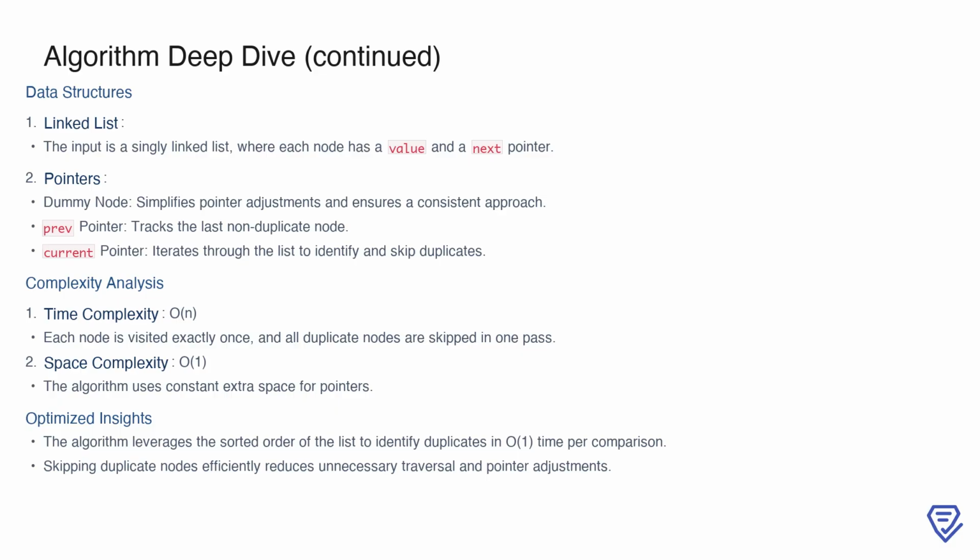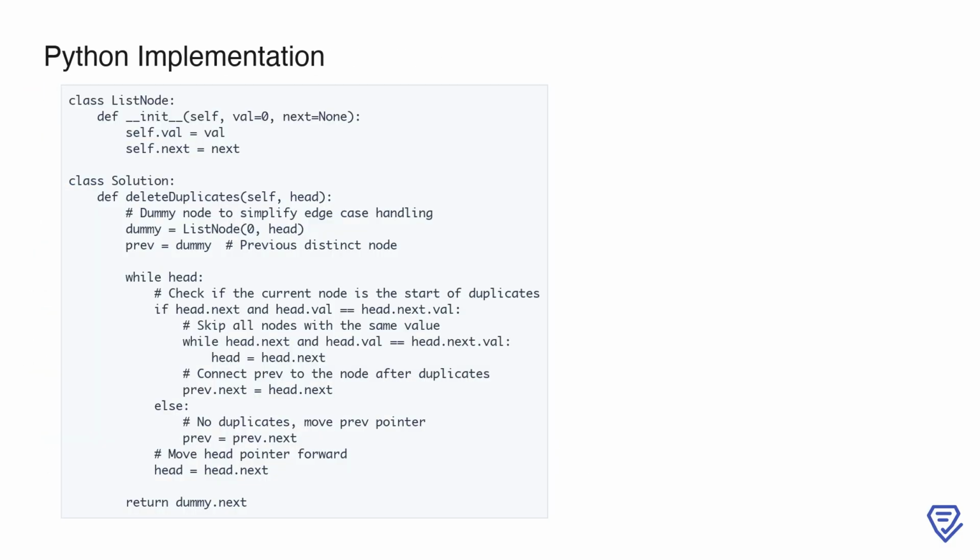The sorted nature of the input list is leveraged to identify duplicates in O(1) time per comparison, making the algorithm efficient. By skipping duplicate nodes in one go, unnecessary traversals and pointer adjustments are minimized, ensuring an optimized solution. This solution removes duplicates from a sorted linked list, leaving only distinct values.